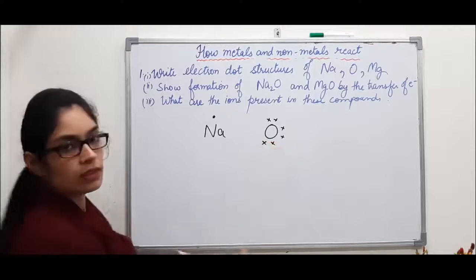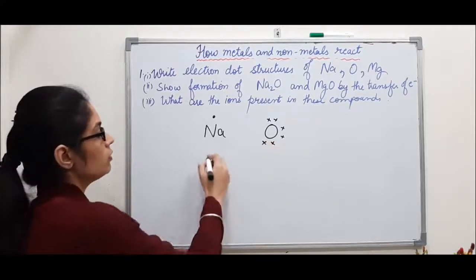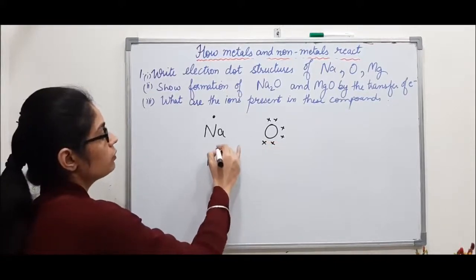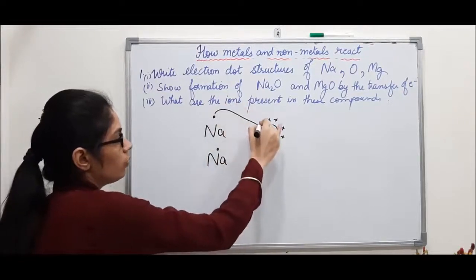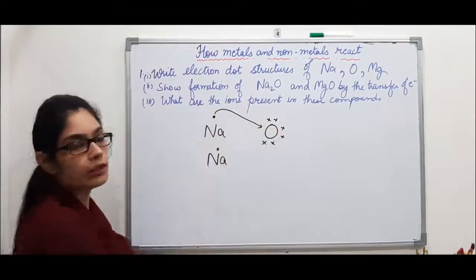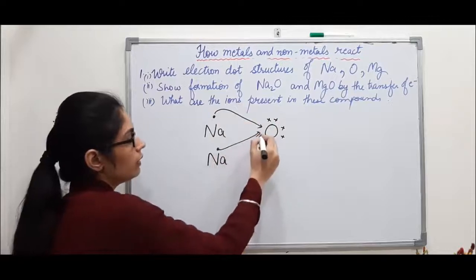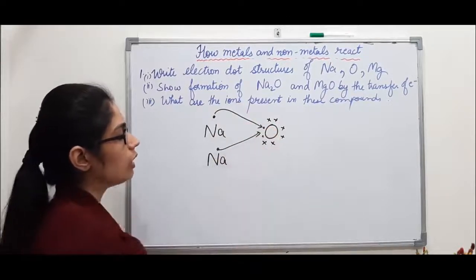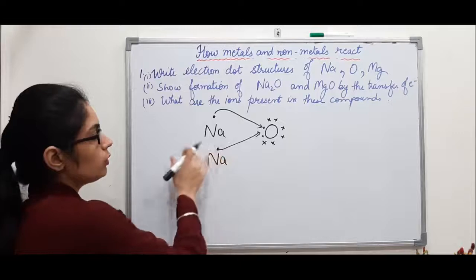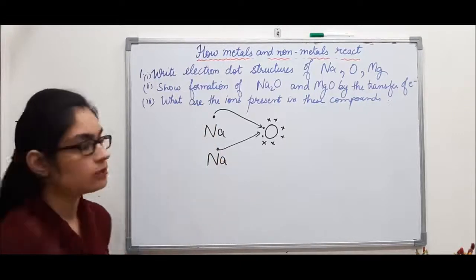number of electrons in outermost shell, it is 6. So now oxygen, it needs 2 more electrons. So we will take 2 atoms of sodium. So 1 electron is transferred from this sodium atom, and 1 it will get transferred from this. So this is how oxygen and sodium, both they will attain noble gas configuration.